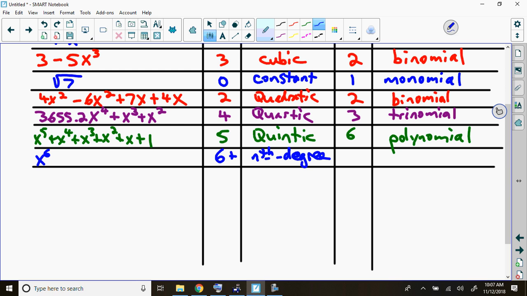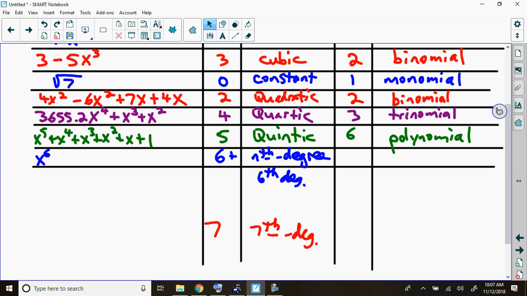So for instance, we would just call this one a 6th degree. Okay. If it were 7, it would be a 7th degree. Does that make sense? So we don't have any more names beyond quintic. Some textbooks don't even require you to memorize quintic. I do. I expect you to know quintic. So 6 is not sextic and 7th's not septic, because that would stink. Doing all right? Okay.